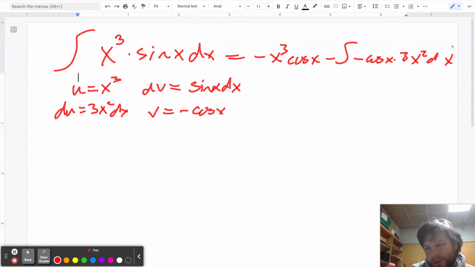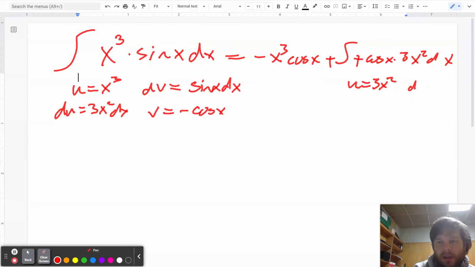Didn't get too much better. It got a little bit better. Now we're down to an x squared problem. Okay, well, you just do it again. Let's have u equal 3x squared and dv equals cosine x dx. So then du is 6x dx and v is sine of x. So now we're down to this.